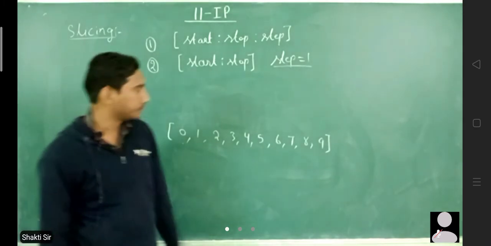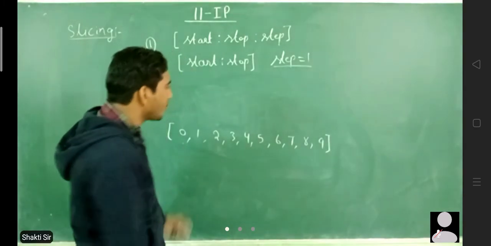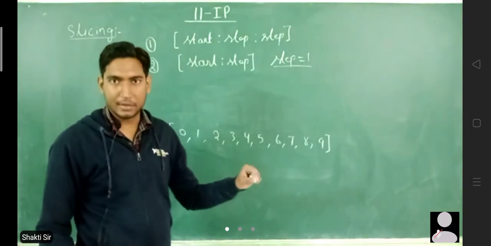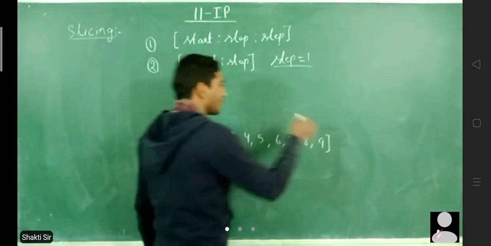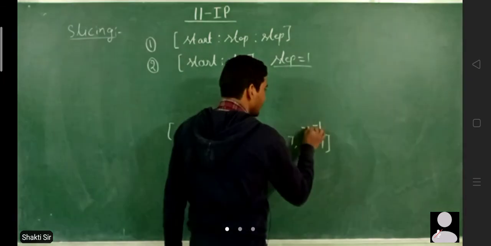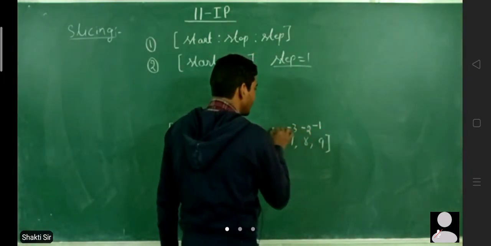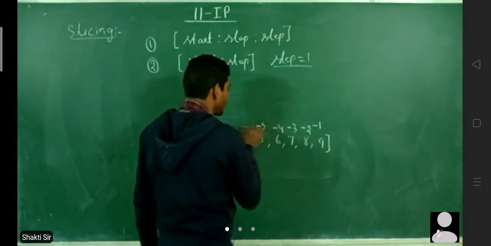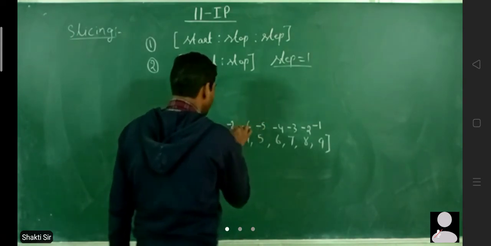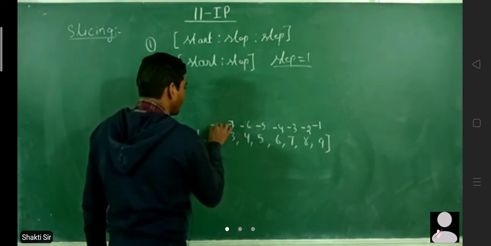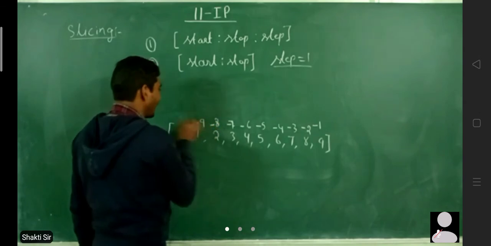So first see what the negative indexes are. Suppose the negative indexes are -1, -2, -3, -4, -5, -6, -7, -8, -9 and then -10.